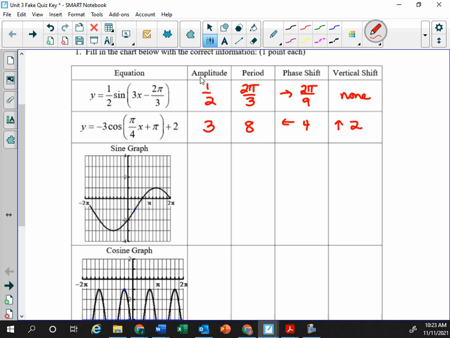I know that one threw you off. You didn't like the period being something without a pi, but it is. A couple of choices on your phase shift here. You could have done right pi over 3. You could have done left 5 pi over 3.